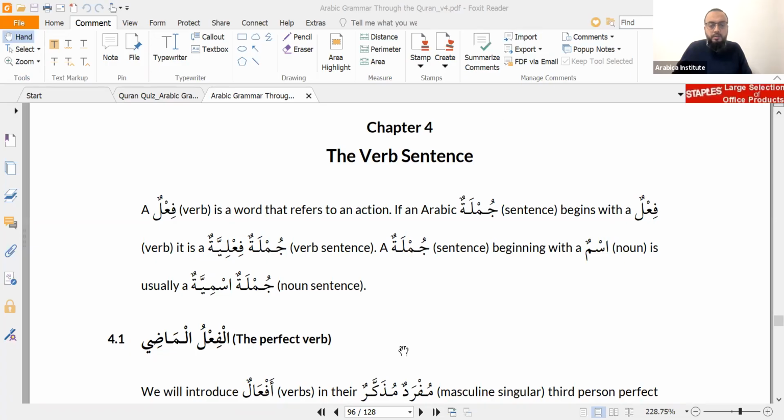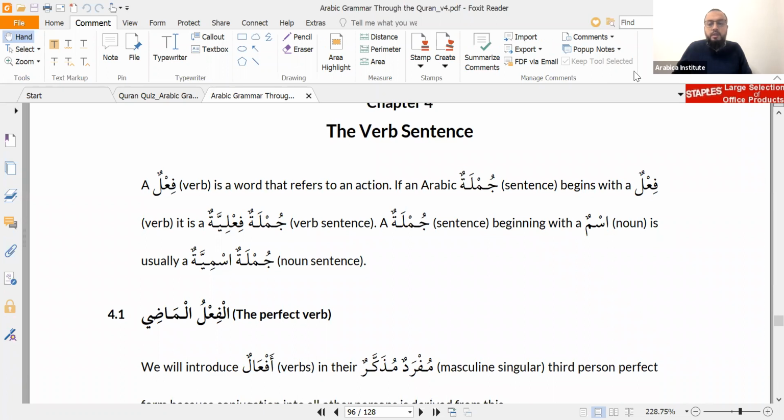All right. Bismillah. Let's have a look at this. There. Right. So we said earlier that if a sentence begins with a noun, usually it's a noun sentence. We're going to look at one instance today where a sentence beginning with a noun is not a noun sentence. But if it begins with a noun, it's usually a noun sentence. If it begins with a verb, it is always a verb sentence. So that's how the Arab grammarians think about it.